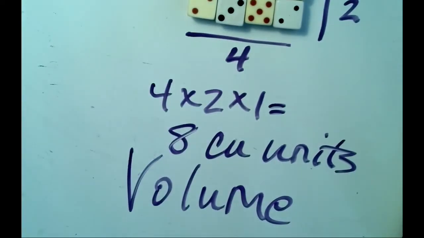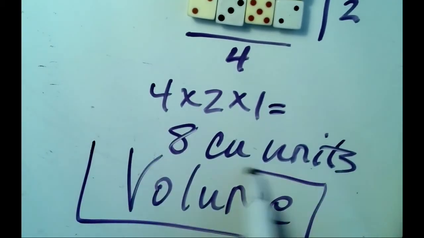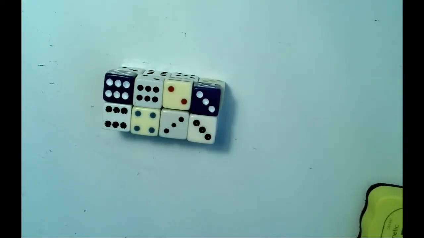Volume. Volume is what we're talking about. Volume is the measurement of the amount of space a solid figure occupies, and it's measured in cubic units. What's the volume of this arrangement of cubes? Well, it might be a little bit hard to see, but this top layer looks a lot like what we just did.